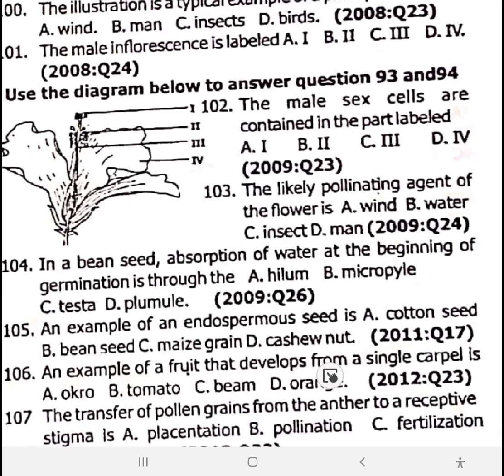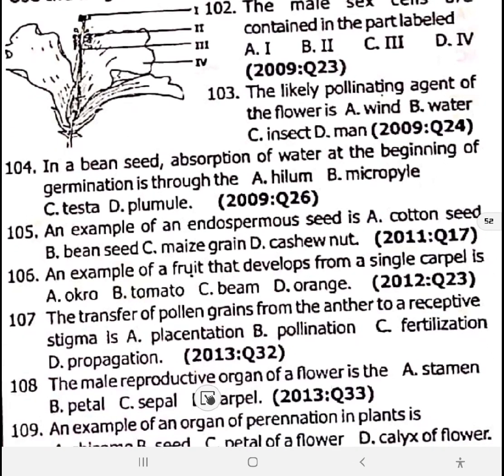106. An example of a fruit that developed from a single carpel. Single carpel fruit. Like legume. Example is beans. Beans, they mostly develop from a single carpel. 107. The transfer of pollen grain from the anther of a receptive to a receptive stigma is what they call pollination. Pollination, okay? Not fertilization. The transfer is pollination.